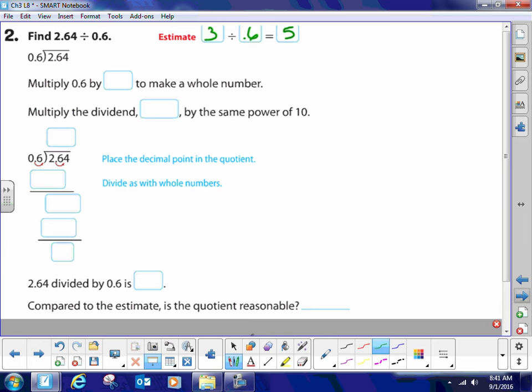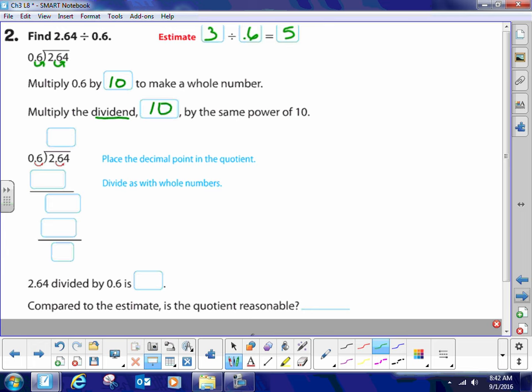I don't know what they would have done here. Again, I don't like the way that they do their rounding here. Anyway, it's not even rounding. They got 0.6 divided into 2.64. They multiply 0.6 by 10, because you have to move the decimal over 1. And whatever you do to the divisor, you must do to the dividend, so you multiply the dividend by the same power of 10.